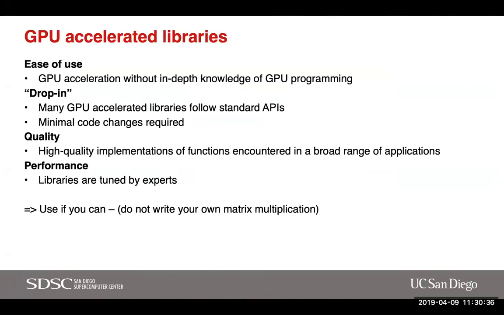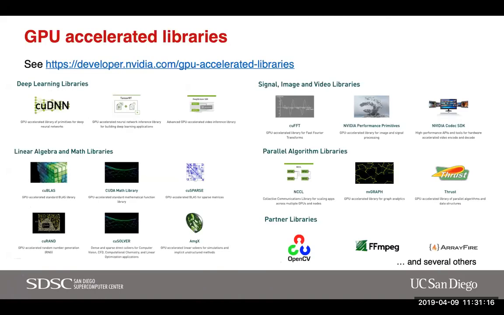So GPU accelerated libraries, of course, are easy to use. You don't need to know much about GPU programming. There's minimal code changes required. And of course, these are high quality implementations of functions that are encountered in a broad range of applications. These have been tuned by experts, software engineers that have put a lot of effort into that. So there's usually no way you can beat that. If you can, for instance, don't write your own matrix multiplication or fast Fourier transform functions unless you want to learn more about how to program. That could be a simple example, for instance, to program matrix multiplication, and I have an example later that I'm going to show you. But don't use those in your own code.